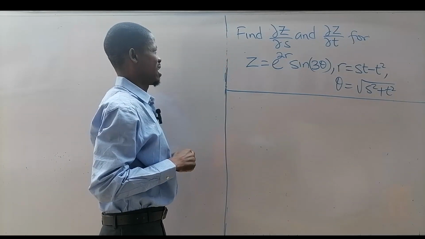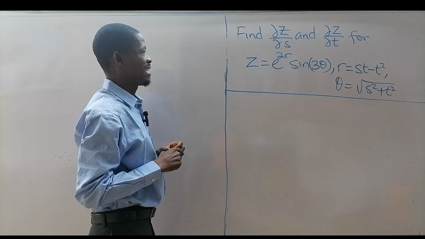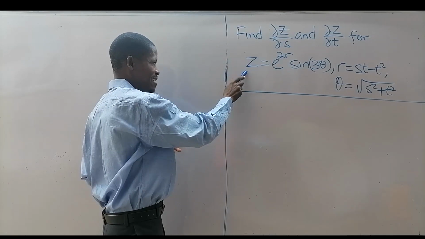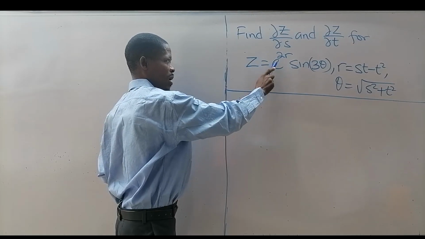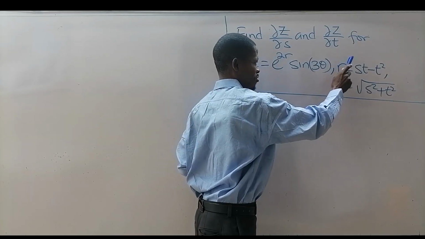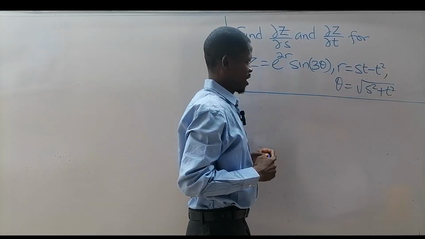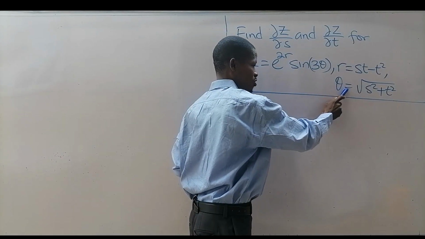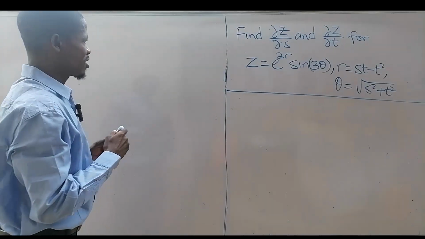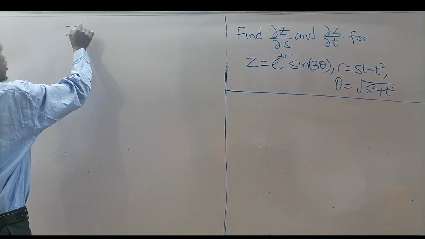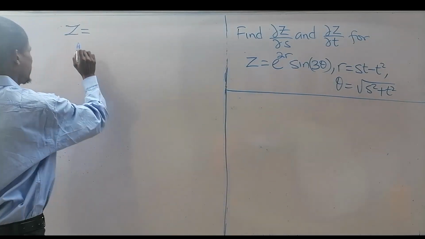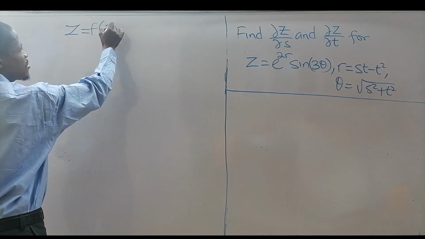We have this question: find del z del x and del z del t for z equal to e to the power 2r sine 3 theta, where r is equal to xt minus t squared, and theta is equal to square root of x squared plus t squared. So the first thing to do is to analyze the given equations. Z is a function of r and theta.